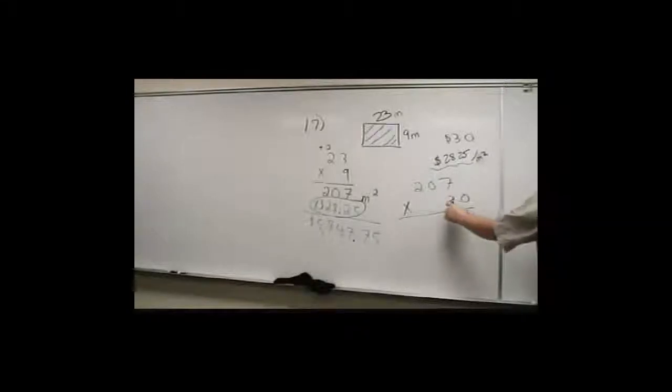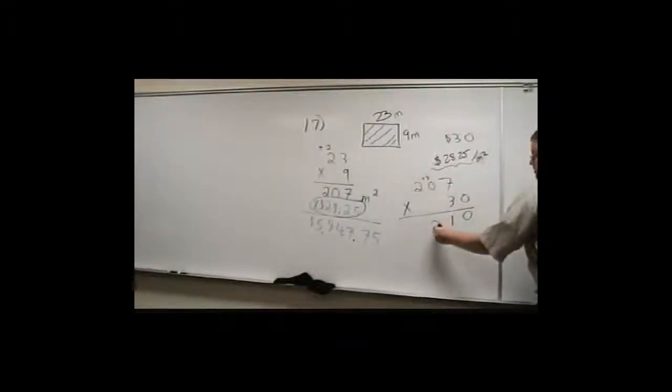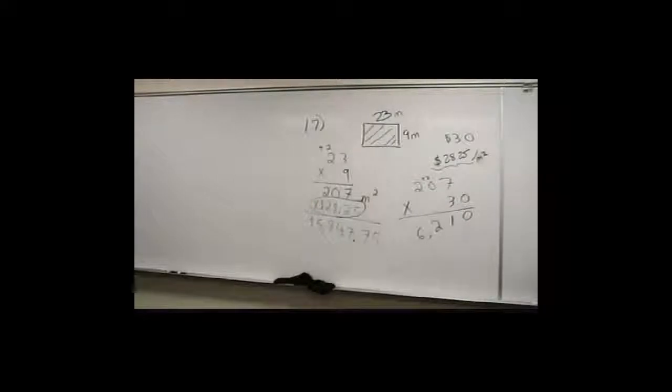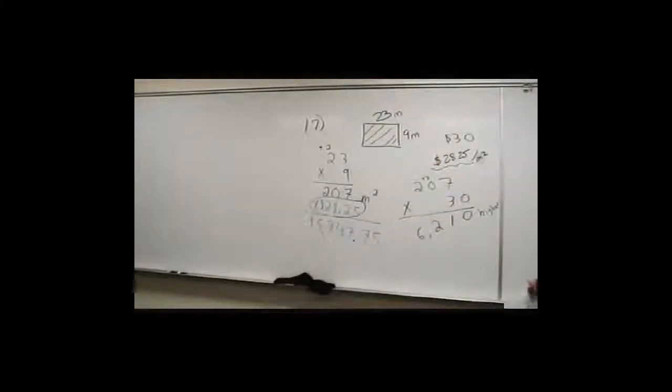at the end. So 3 times 7 is 21, carry the 2. 3 times 0 plus 2 is just 2, and then 2 times 3 is 6. I get $6,210. Now this is higher than what it would actually cost, because it actually costs $28.25 per square meter, but I'm multiplying by 30 to make my multiplication easier. So I'm going to look for a choice that is slightly less than $6,210.